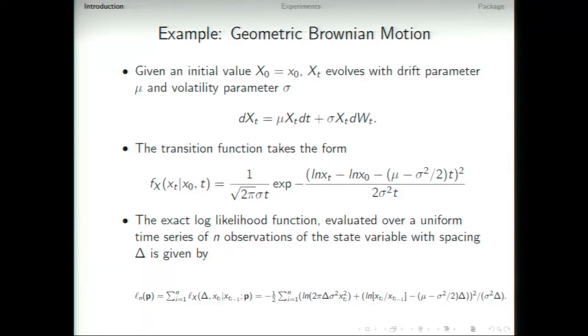Now, just to set notation here and make sure we're all on the same ground, of course, the classic 101 stochastic differential equation is our geometric Brownian motion with our volatility and our drift parameters. And of course, we know this transition function in closed form, and hence the likelihood function.